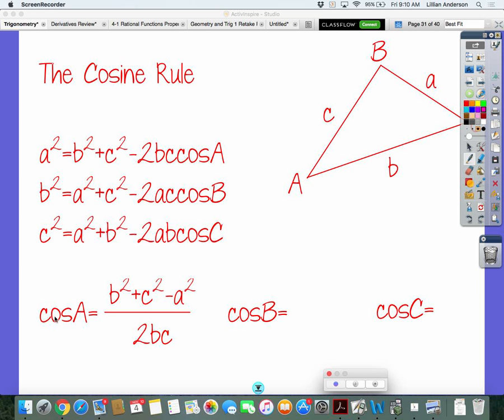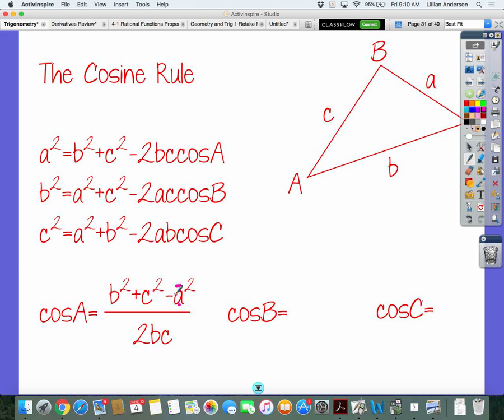The ones down here, the first one is given to you in your reference booklet. It follows the same idea. Whatever angle you're trying to find, you subtract the side opposite of that angle. It always works out that way. You use these formulas when you're trying to find an angle versus a side.